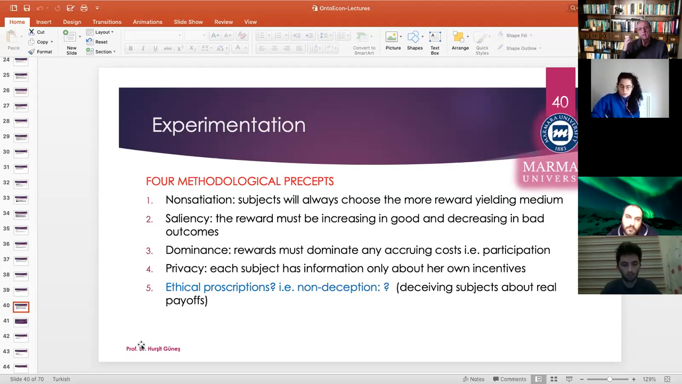Accruing cost. Number 4 is privacy. Each subject has information only about her own incentives. Now this is very important. Very, very important. In experimentation, the participants do not have information about the other players. It only has perfect information about itself, about its own incentives.